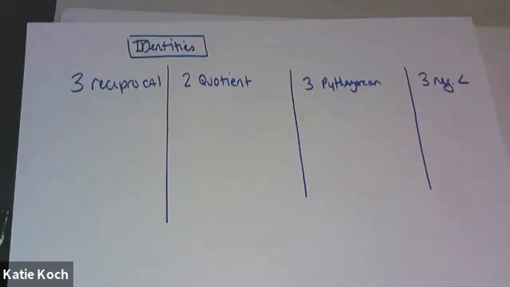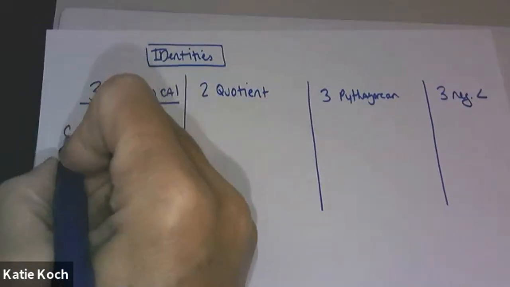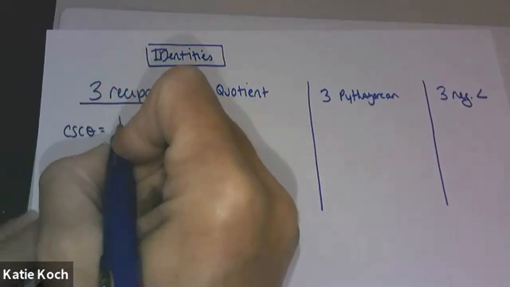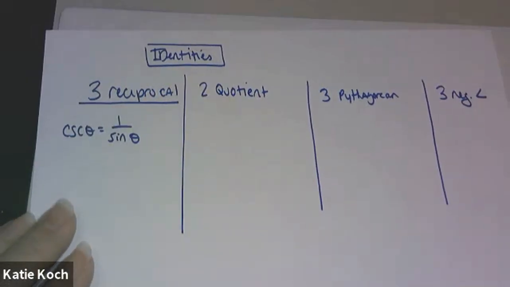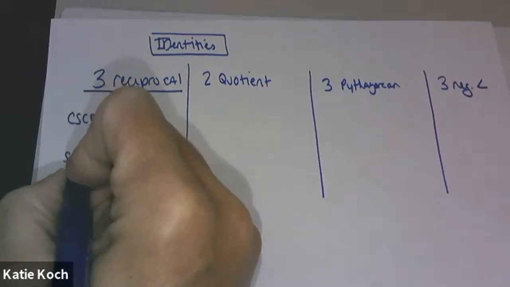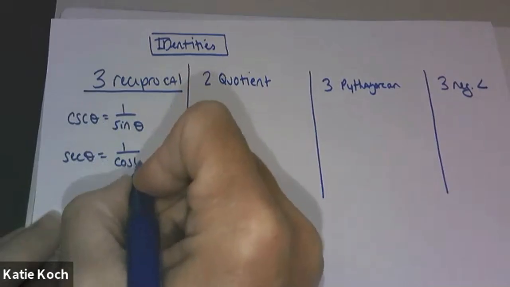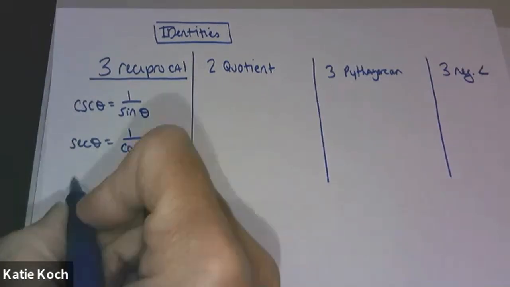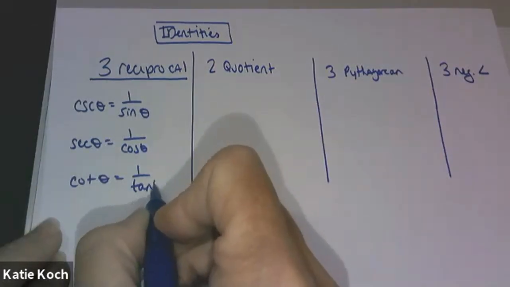Reciprocal identities, I feel like we know these, and whether we can write them or not is a different thing. So I feel like you know that the cosecant is the reciprocal of the sine. I feel like you know that, but you know to write it. That's called a reciprocal identity. Or the secant is the reciprocal of the cosine. Or the cotangent is the reciprocal of the tangent.